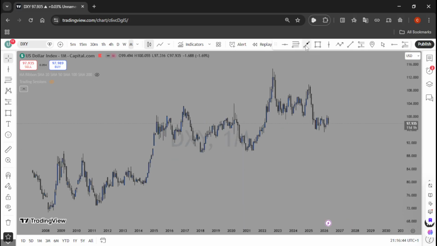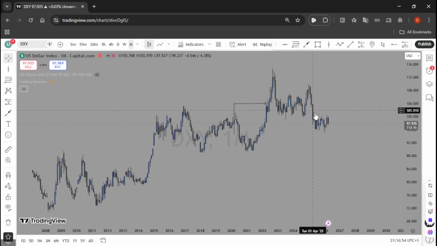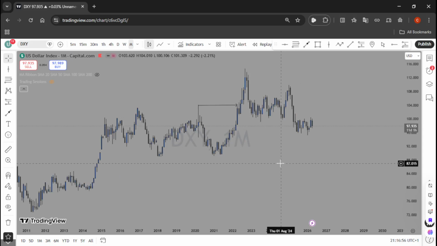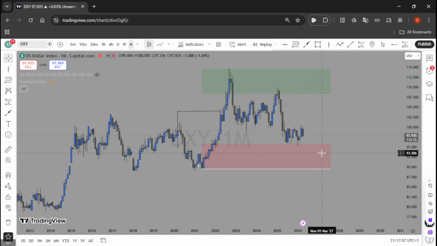So in this pair, what I can see is we have a break of structure, a pretty strong break of structure, and this is coming from the monthly time frame, and we see price pulling back into that area. So I can as well include my fib, and this fib is just made in such a way that it works for me.